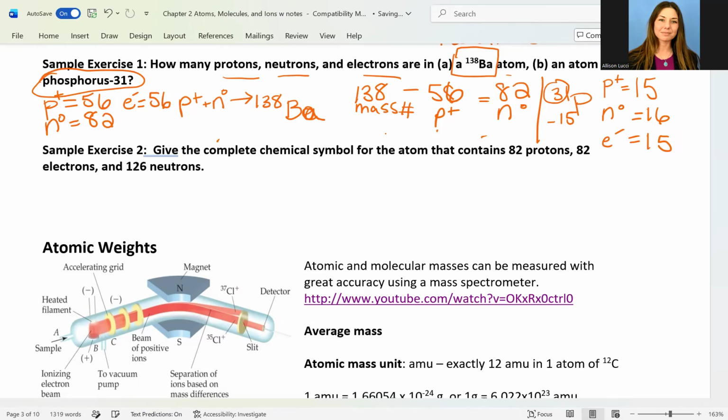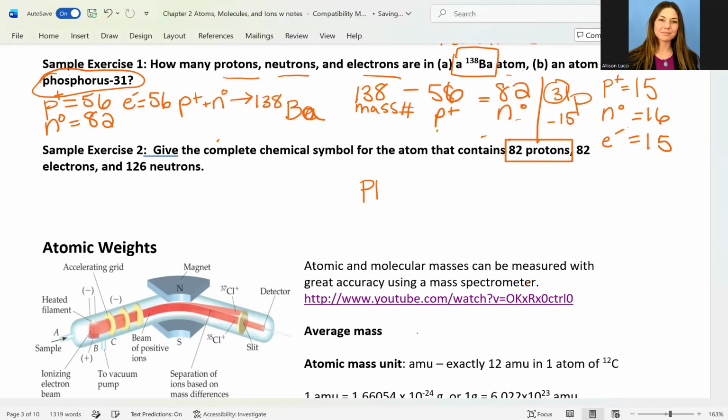Let's take a look at sample exercise 2 now, where we're asked to give the chemical symbol for an atom that contains 82 protons, 82 electrons, and 126 neutrons. So this here will tell us what element we're talking about. So again, if we go to the periodic table and we look for element 82, we would find that to be lead.